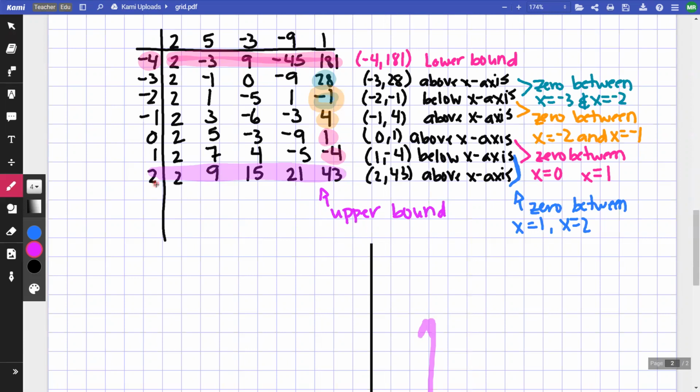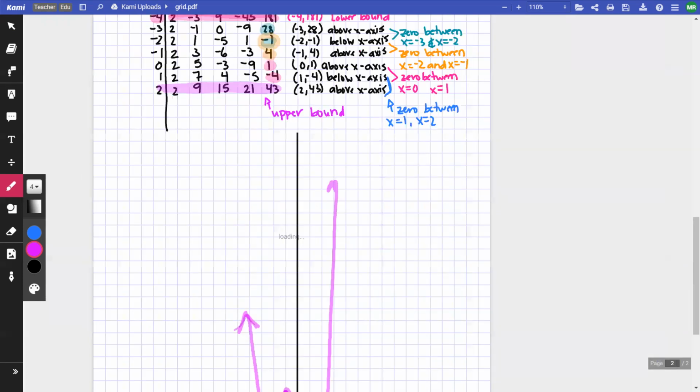Wasting my time. Or I don't want to try anything after 2. So if it was a 48, I wouldn't try a 3. I wouldn't try a 4. I wouldn't try any of those. It's going to be wasting my time. Okay, so that's that.